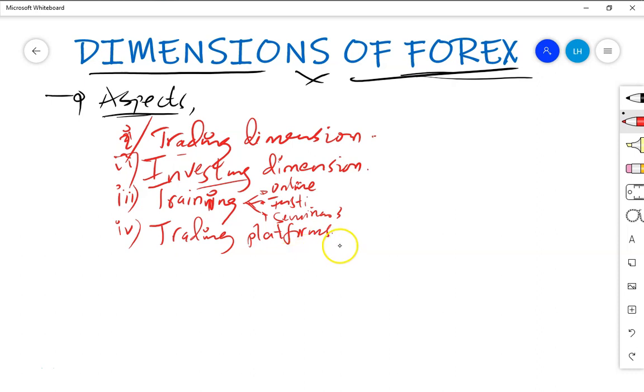Now the most common example is Match Trader. We have a certain company known as Match Trader. They are based on developing trading platforms, and mainly if you want to open a brokerage firm, you can contact Match Trader.